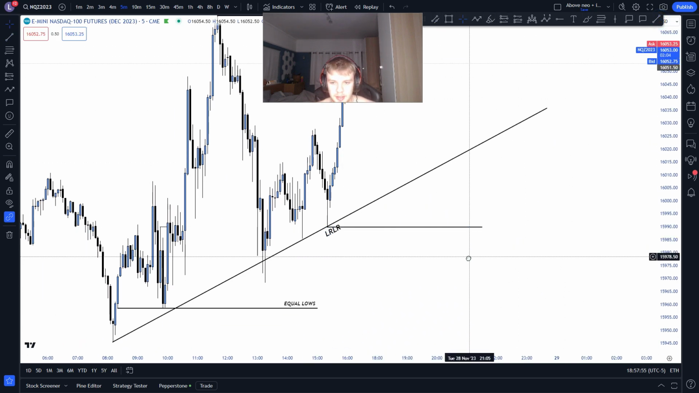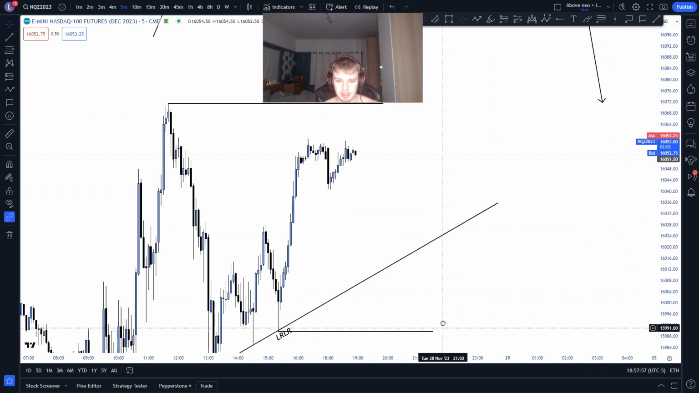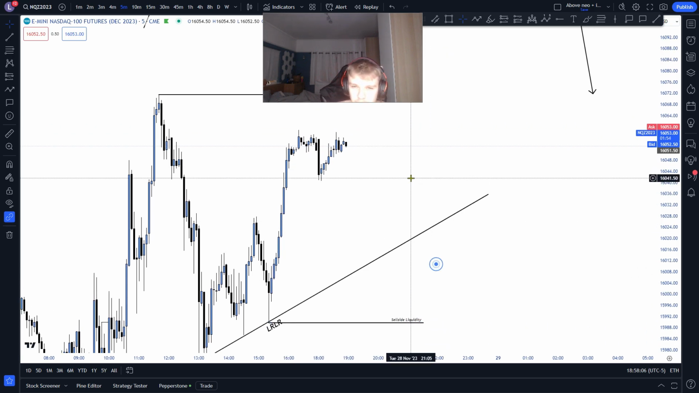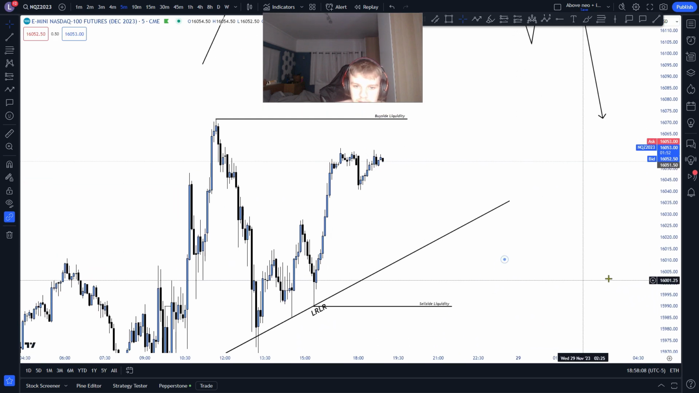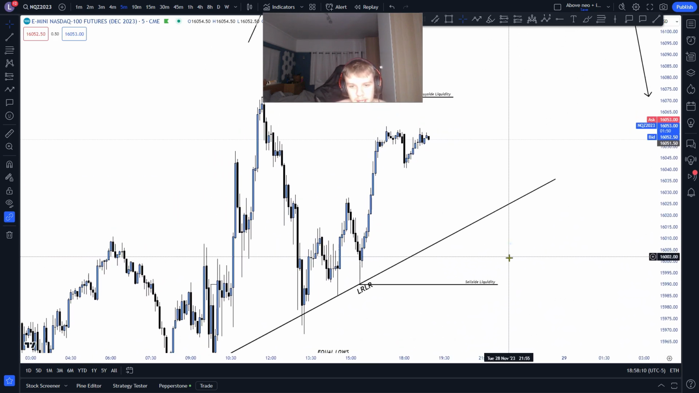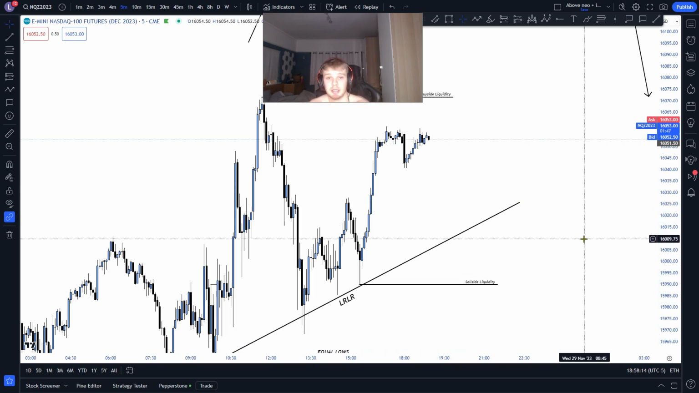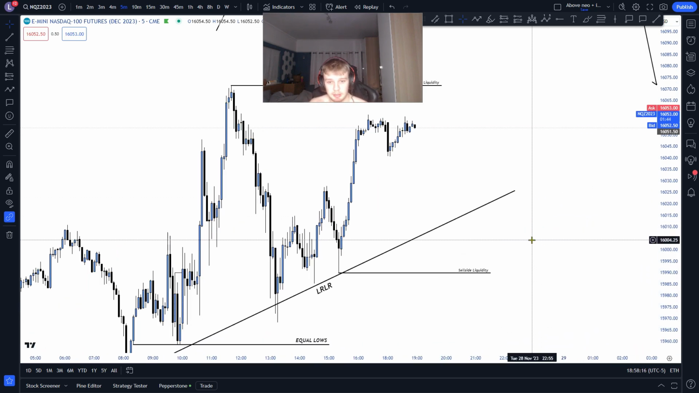So what I mean by buy side liquidity is just where buy stops are sitting, and then sell side is just where sell stops are sitting. So this is sell side liquidity. Yeah, so that's just quickly going over the different types of liquidity. Now, how do we use this as targets in price action?